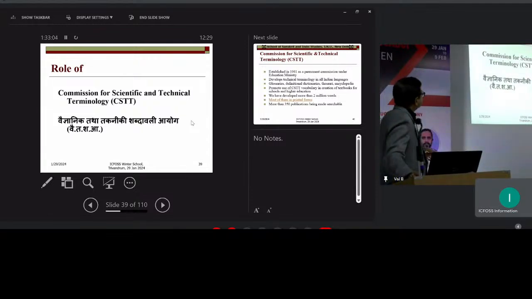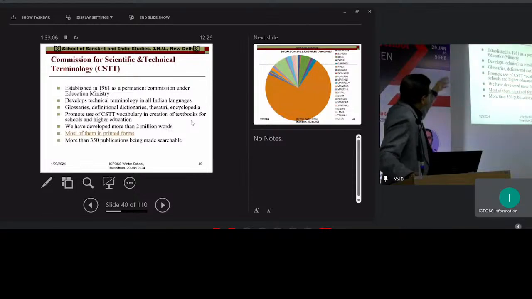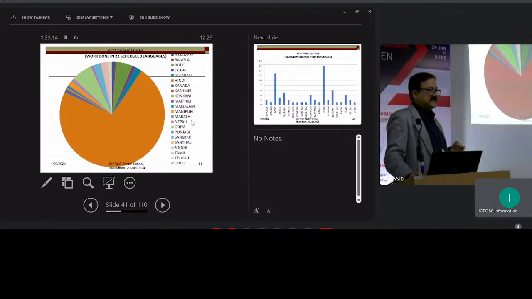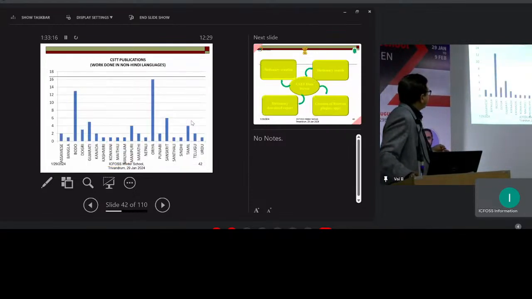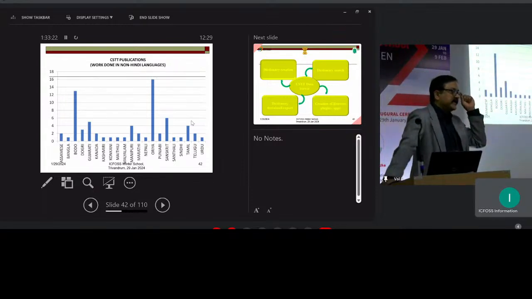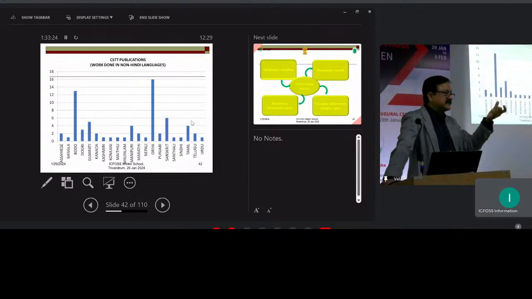I'll skip a lot of details. This commission, CSTT, I'm the 24th chairman. These are the languages for which we have built technical vocabulary in Indian languages. We have published 350 books, each with a dictionary in Indian languages. Together we have done 3 million words so far, 3 million words in all the languages.